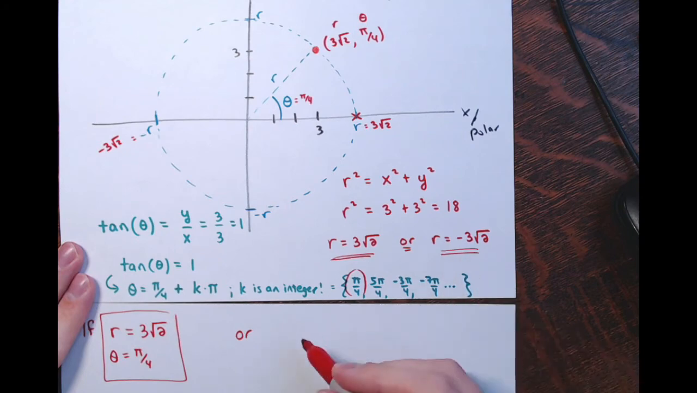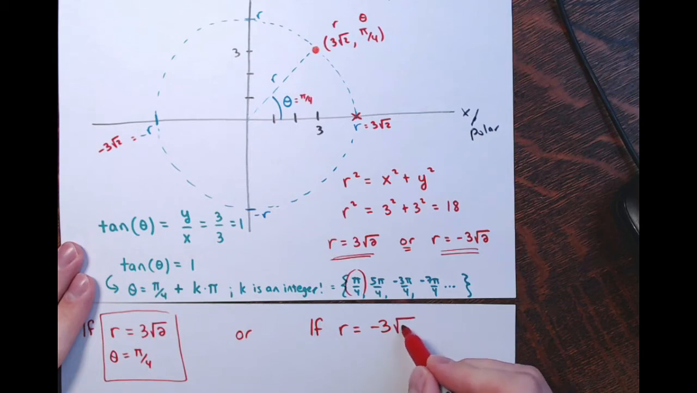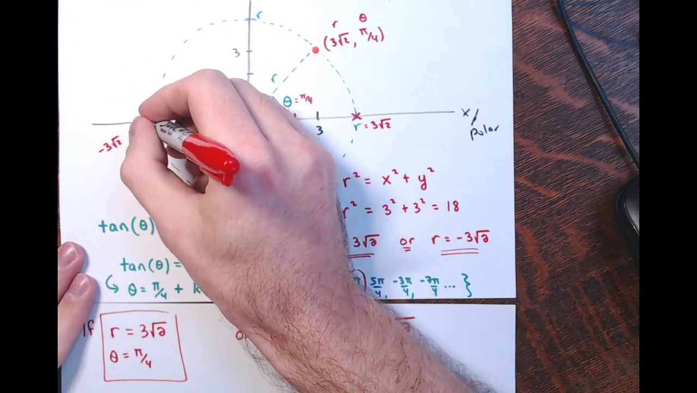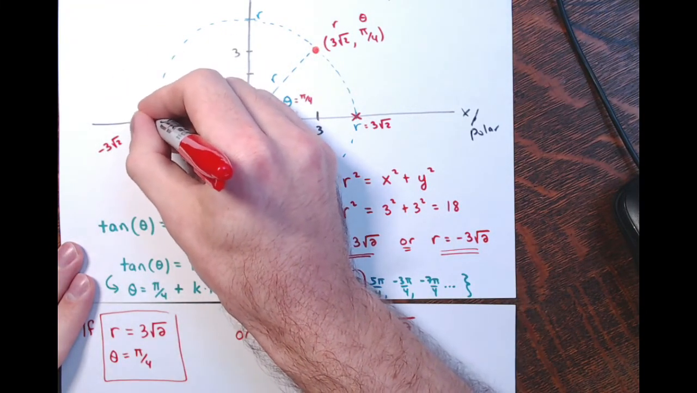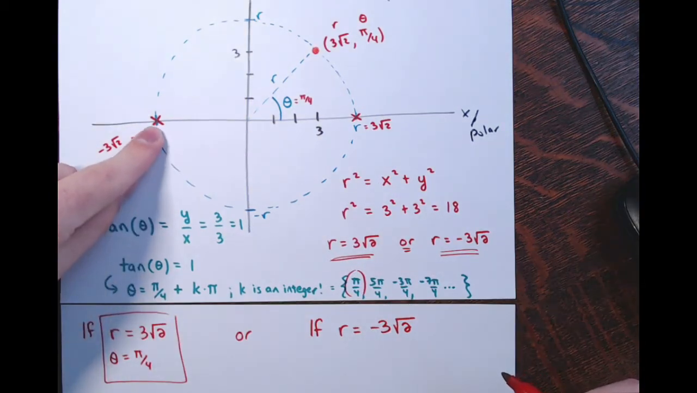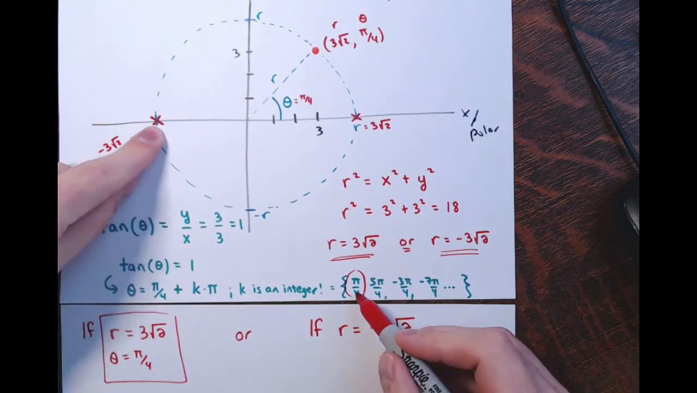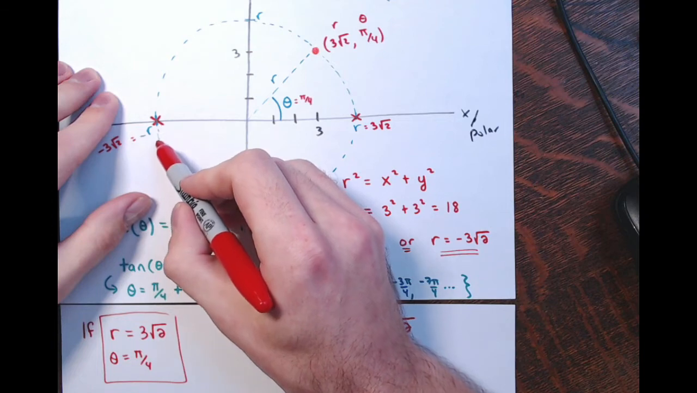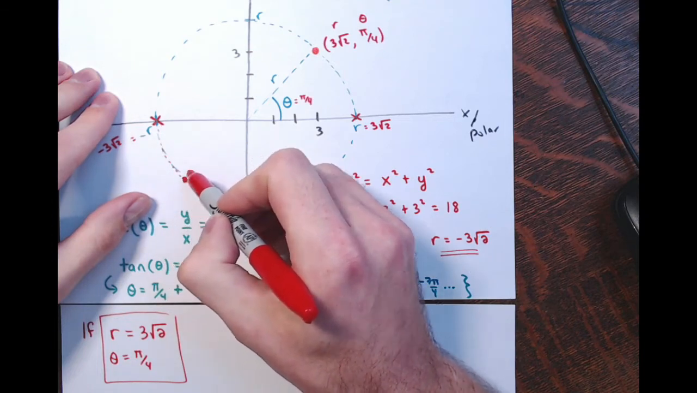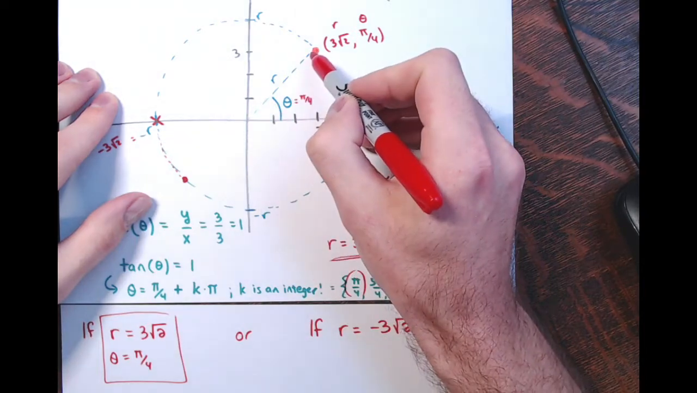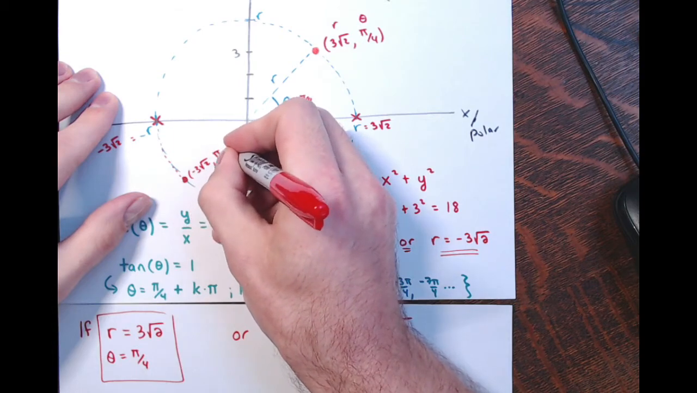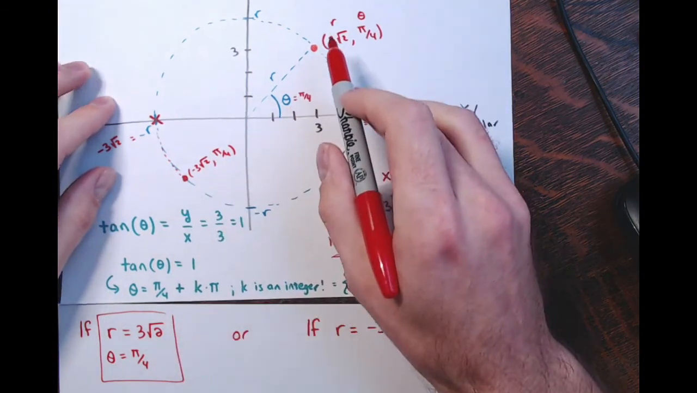What if I chose the other one instead? What if I had r equals negative 3 root 2? Well, looking at my polar axis, this circle we're traveling on, if I'm at negative 3 root 2, that means I'm starting over here. Now, will pi over 4 work? If I start here and travel positive pi over 4, 45 degrees, I'm down here. That's the total opposite side. Here would be the point negative 3 root 2, comma, positive pi over 4, on the total opposite side of the circle.